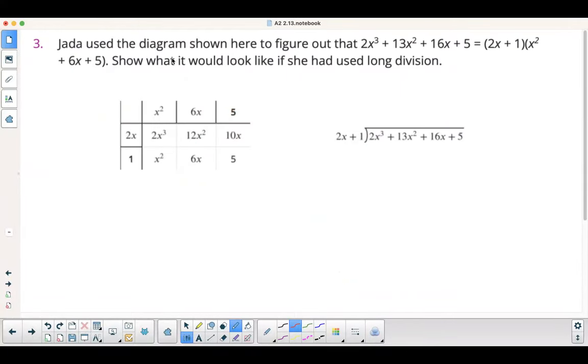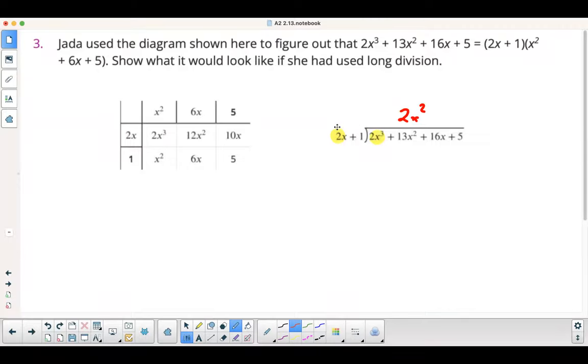All right, so Jada used the diagram to figure out that 2x plus 1 times x squared plus 6x plus 5 is equal to this, the 2x cubed. So then let's try it with long division. So the only things we're looking at to start is the 2x and the 2x cubed. So this is just like here, 2x times what would give me 2x cubed? And the answer is 2x squared.